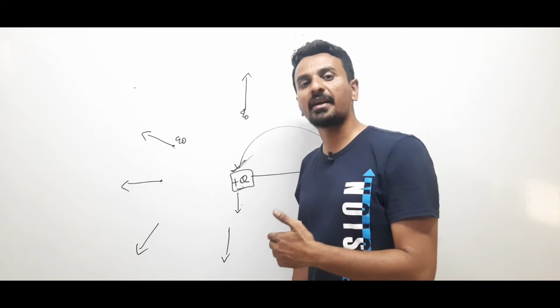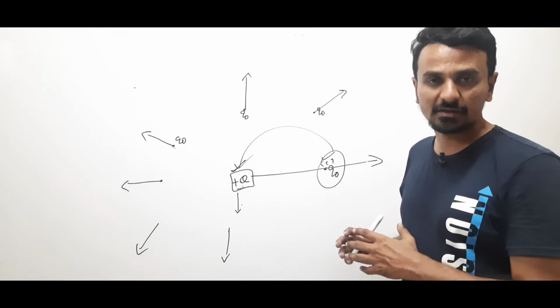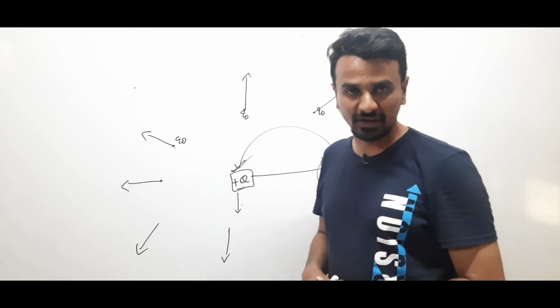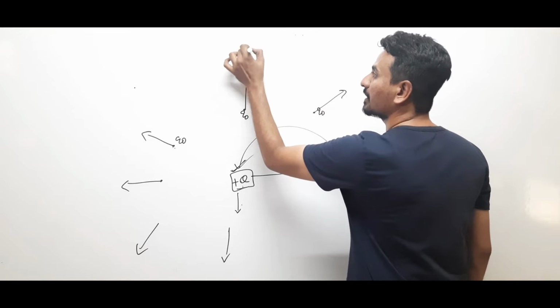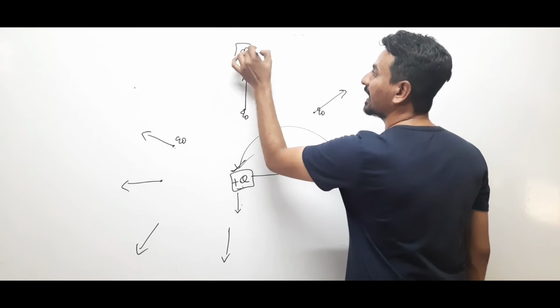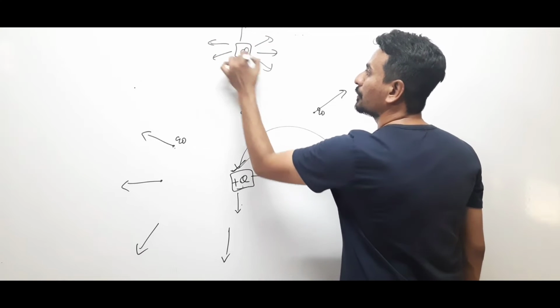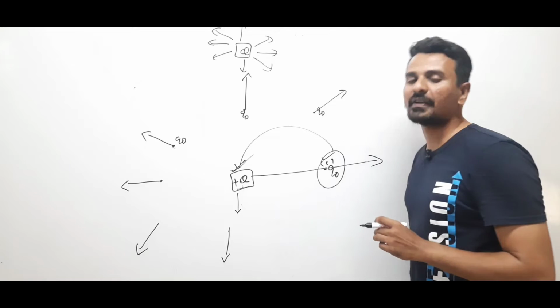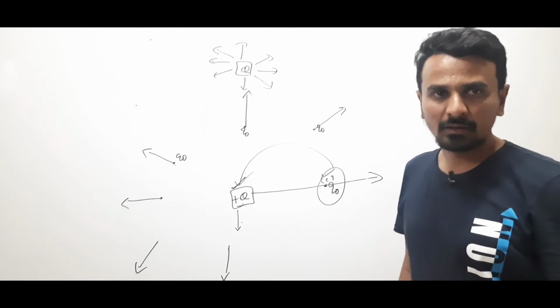Done? So students, we have now understood the direction of electric field due to a positive charge. Clear? So whenever you are placing a positive charge, you will draw the electric field in the radially outward direction. Or you can say that the direction of electric field for a positive charge is radially outward.